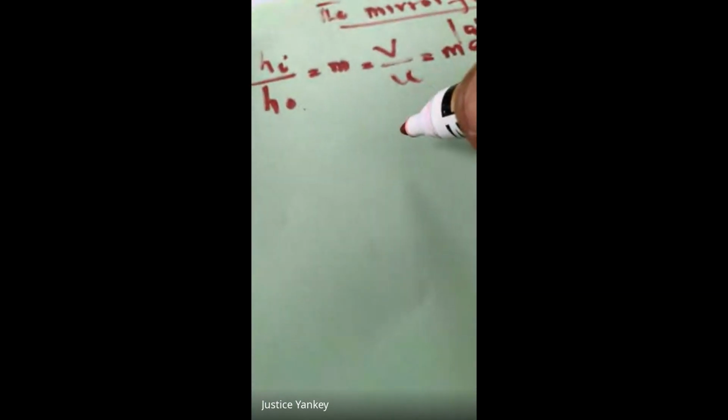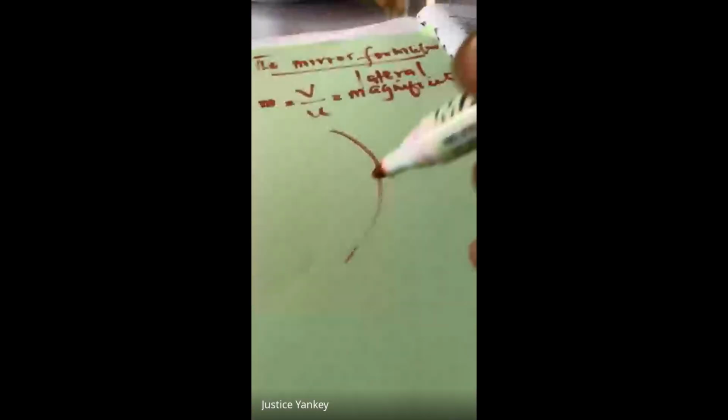So that is 1. 2, I'm going to have a concave mirror. I'll place an object in front of it and then form the image using the rays. So here is what you see on page 33.